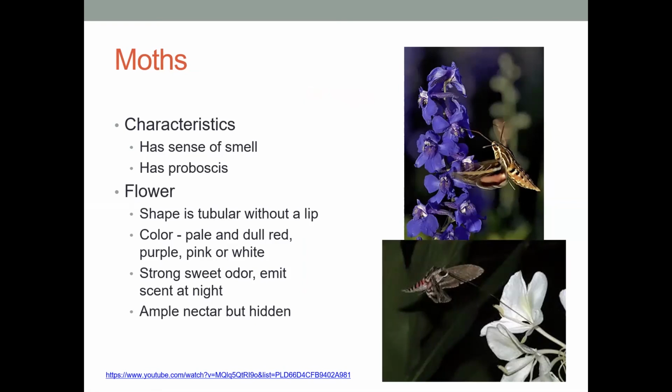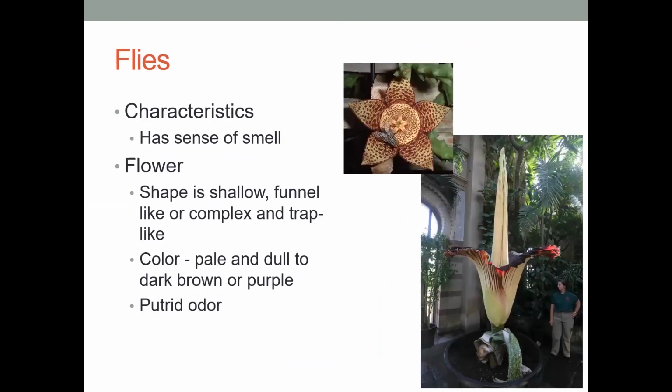And these flowers are going to be in a different color spectrum that helps the moth see it at night. So they're usually more of a pale or dull red, purple, pink, or white, since you don't have the sunlight giving those vibrant colors. And then we have flies.